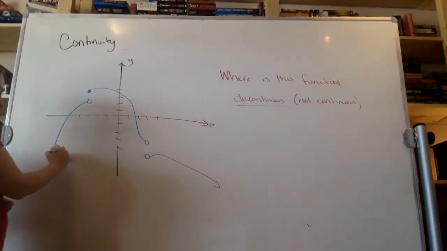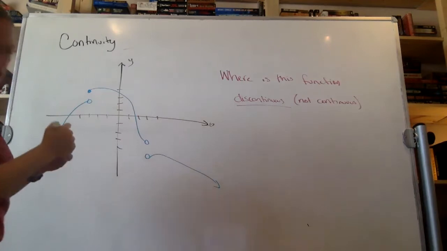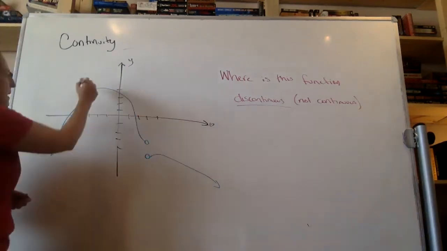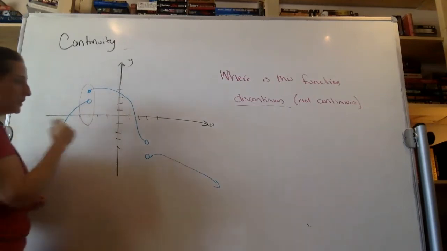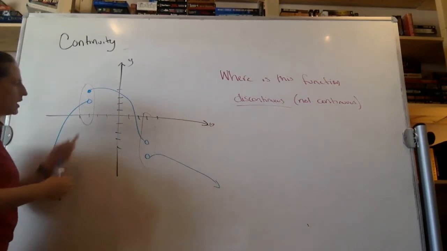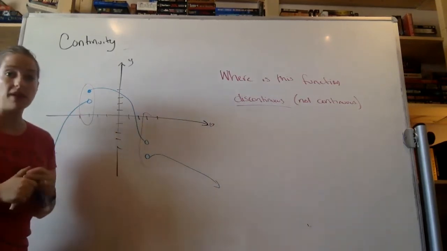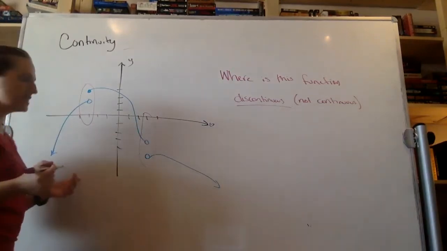So here I can draw this piece of my function without lifting my pen. So I'm continuous over here, but then I have a jump right here, and I would have to lift my pen right here. So this would be a point of discontinuity. And then over here I have another point of discontinuity. So here are the two places where my function fails to be continuous, or where my function is discontinuous.